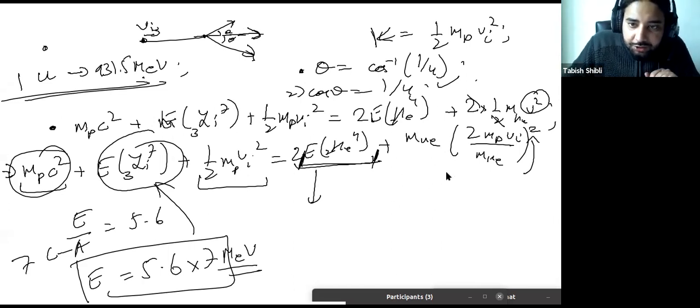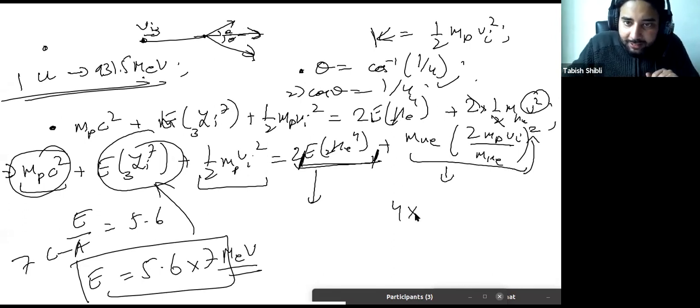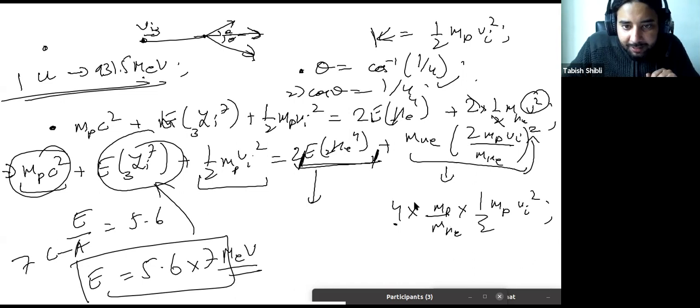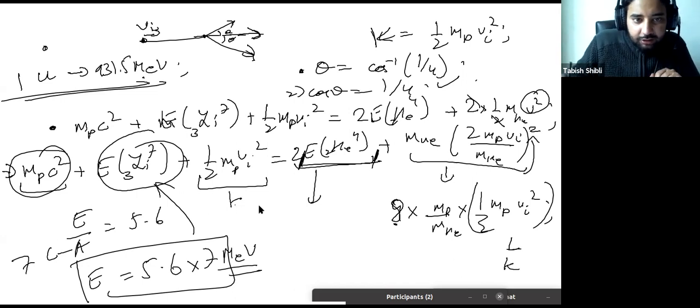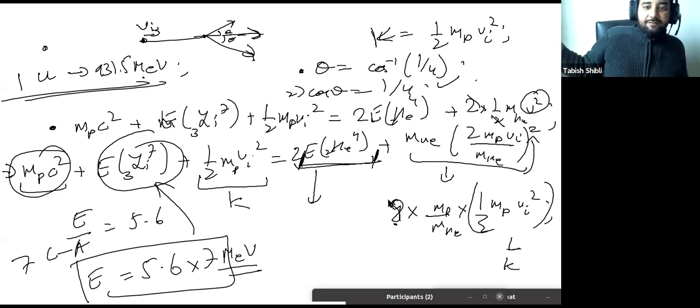So what you will get as a result of this whole thing will be 4 multiplied by m_p over m_He multiplied by m_p into v_i squared, right? And I can multiply by half and then 8 here. So this whole thing will just be the kinetic energy. You can call this K. So now you have one equation and one variable, just substitute everything and solve. Please tell me the answer.